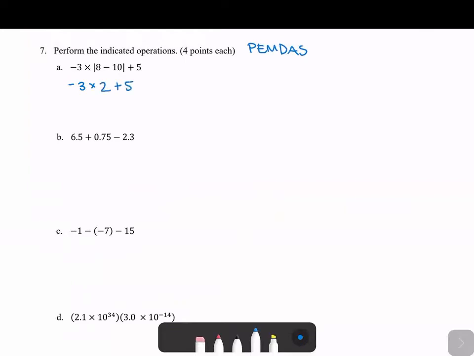So remember, we multiply and divide first. So this is going to be -6 plus 5. Then we add and subtract. So this is -1. And you should put equal signs throughout all of that.